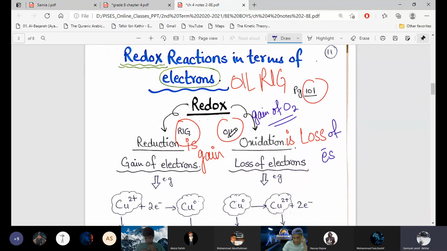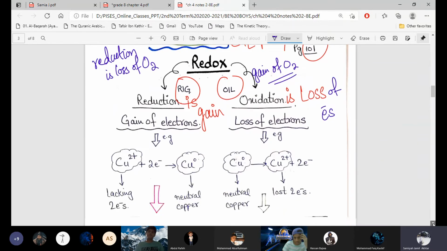And reduction, in terms of oxygen, was loss or removal of oxygen. But in terms of electrons it's the gain of electrons. So it's the opposite this time. Remember this OIL RIG, and learn the definition also: oxidation is loss and reduction is gain of electrons.